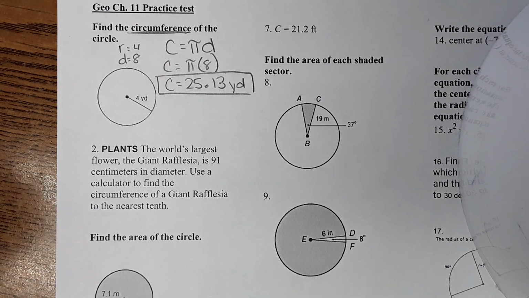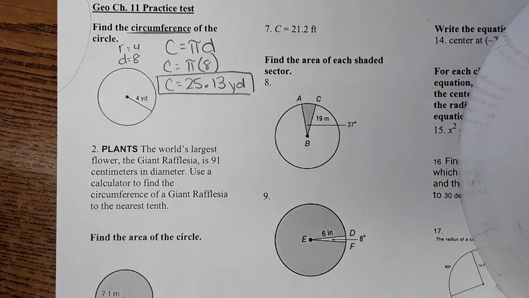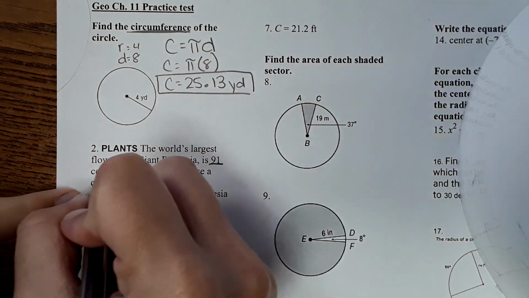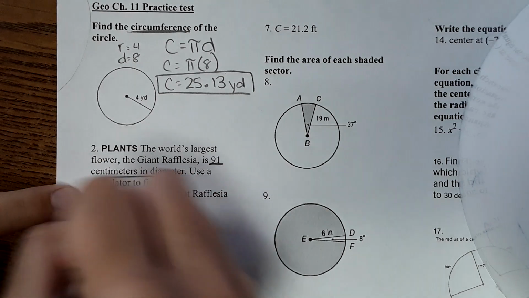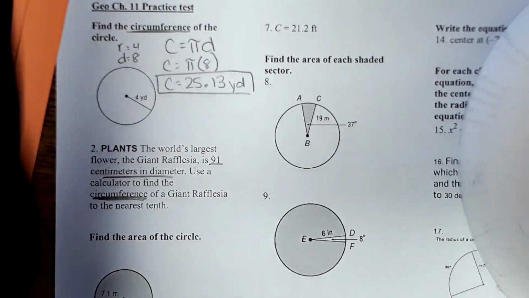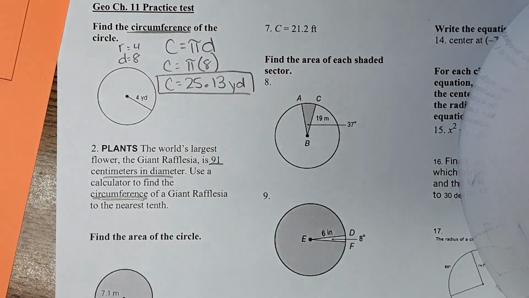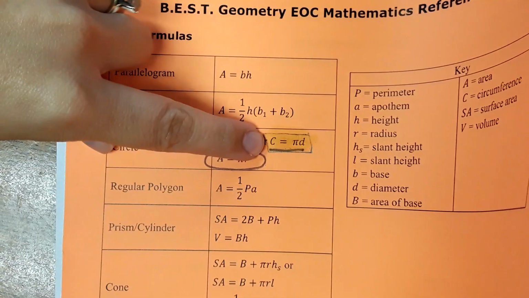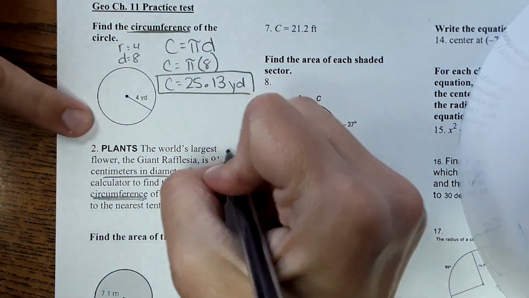Okay, the next one, the world's largest flower, the giant rafflesia, I don't even know how to say that, is 91 centimeters in diameter. I use a calculator to find the circumference again. So again, you'd look at the reference sheet. Thank you, Frank Cloud. Here's the practice test. You'd look at the reference sheet, find the circumference equation. Circumference equals pi times diameter.